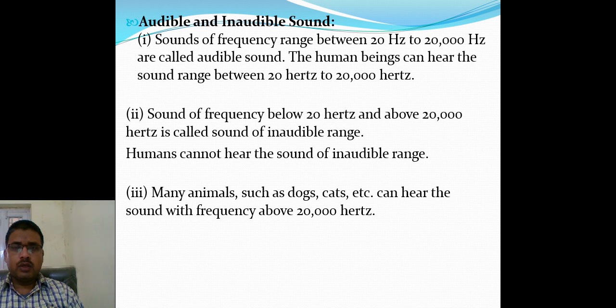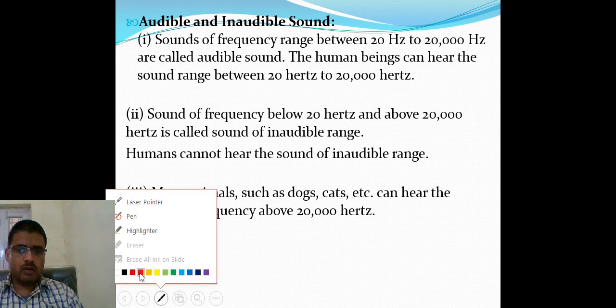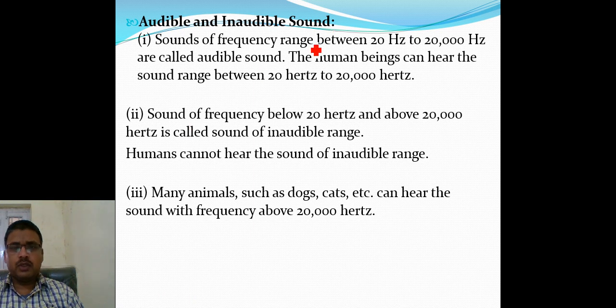Now, the frequency is always measured in hertz, and if the sound frequency is in between 20 hertz to 20,000 hertz, then it is called audible sound. The human being can hear the sound in the range of 20 to 20,000 hertz.